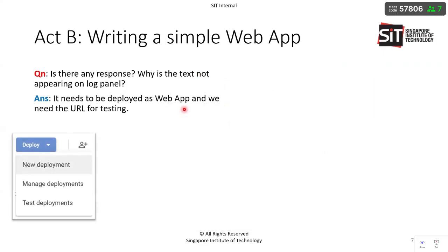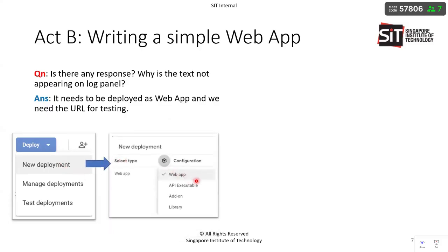How do you go about deploying? Remember, a web app needs to be deployed before you can test. Why do you need to deploy? Because you need the URL. So you can choose New deployment. Under New deployment, select Web app.